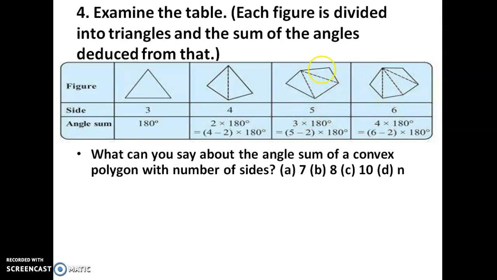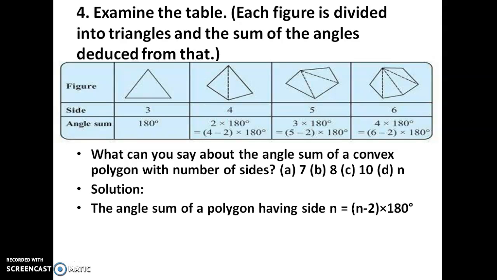So this figure has 5 sides. This figure has 6 sides: 1, 2, 3, 4, 5, 6. Totally 6 sides are there. Now they are asking for a 7-sided figure, an 8-sided figure, a 10-sided figure, and n, where n means n number of sides. So let's see the solution.